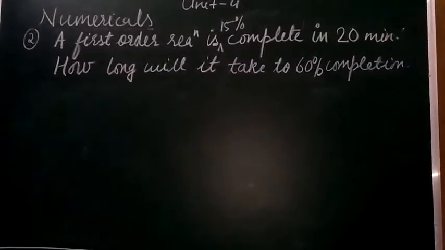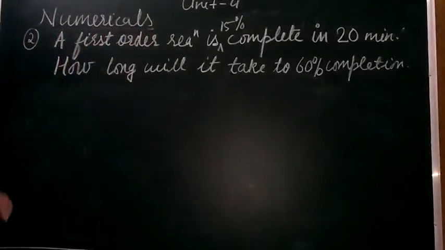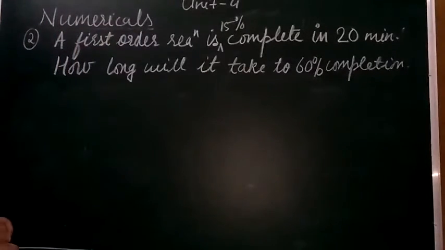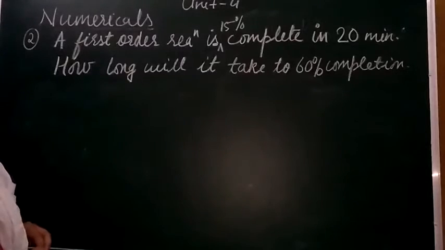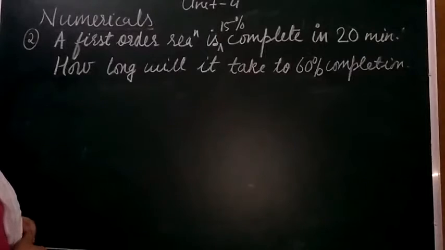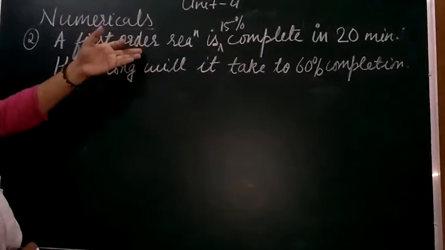Students, just have a look at the second numerical. Here it is: a first order reaction is 15% complete in 20 minutes. How long will it take to reach 60% completion? In this numerical, we are given two cases. Now, the second case is related to the first one.